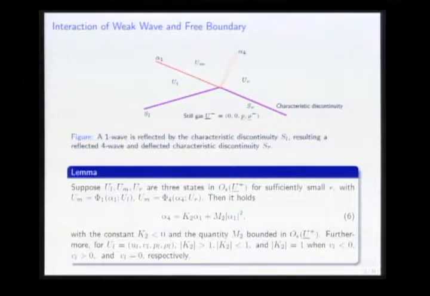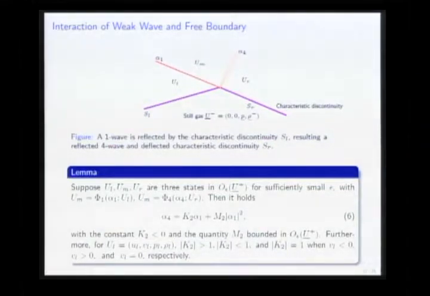Furthermore, its size can be greater than 1, equal to 1, or less than 1, depending on what VL in the state vector UL is. So if it is less than 0, it's greater than 1, and if it's greater than 0, it's less than 1, and if it's 0, the coefficient is 1.